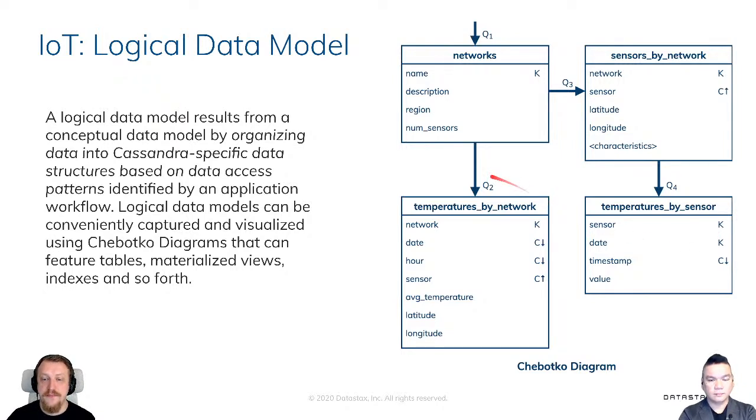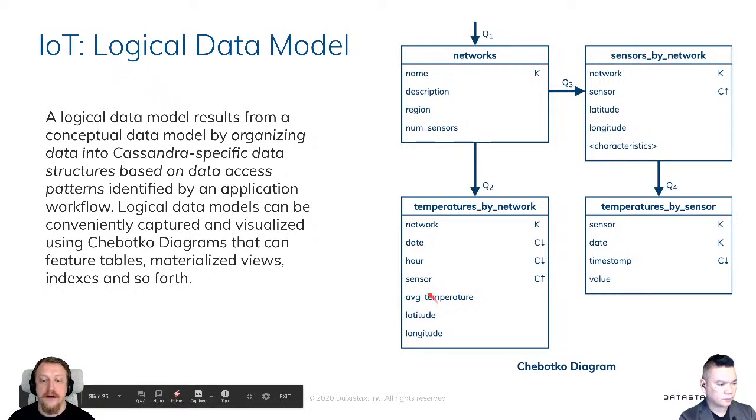And if we speak of Q2, the second access pattern, or user workflow, we have the temperatures by network aggregated table. So we have network, date and hour, and sensor as clustering columns, average temperature, latitude and longitude. So we can easily map that to a real map and show that.